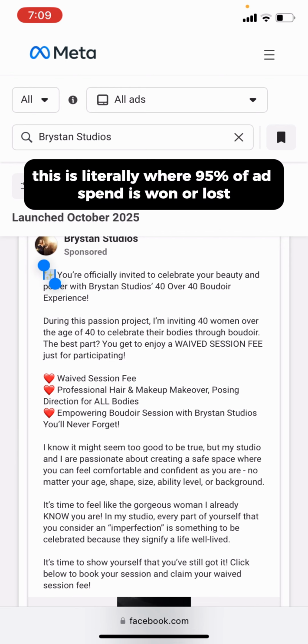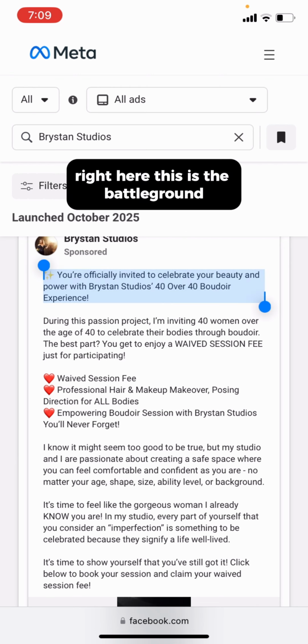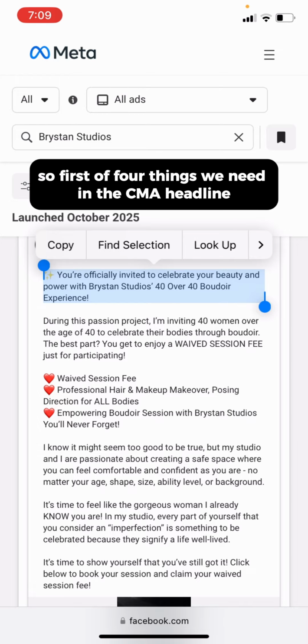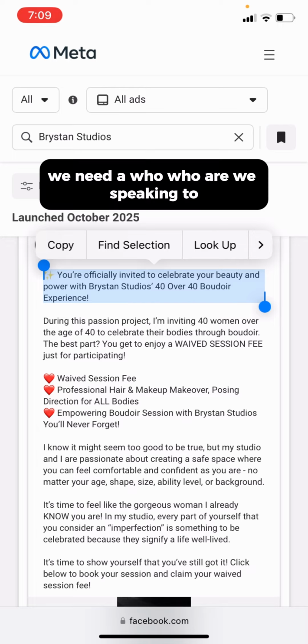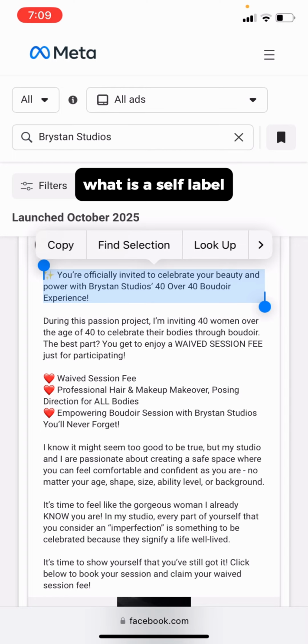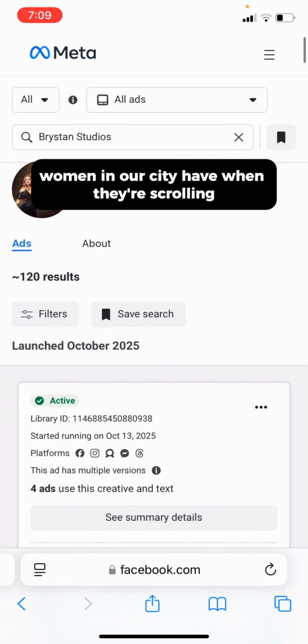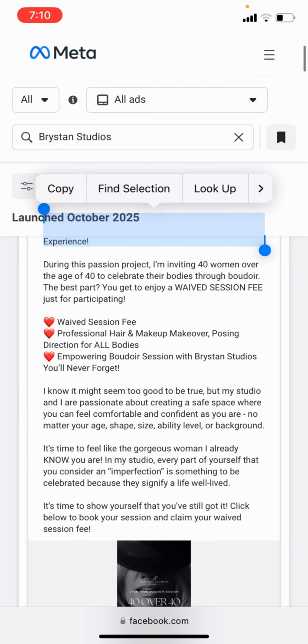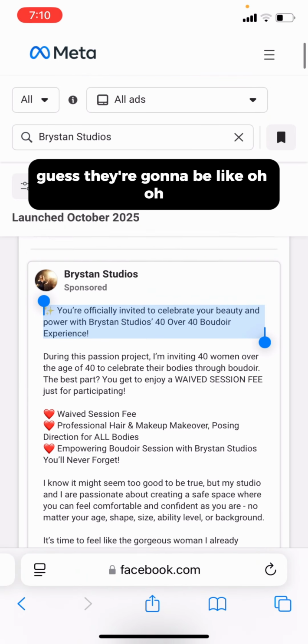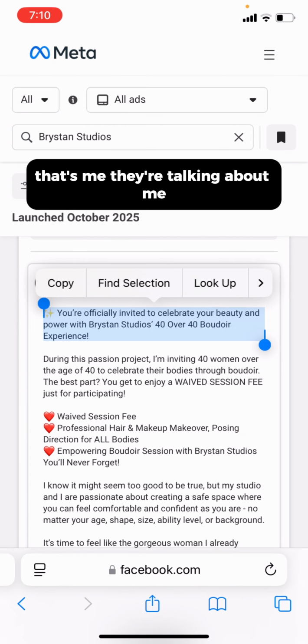So this is literally where 95% of ad spend is won or lost right here. This is the battleground. So first of 4 things we need in the See More headline: Number 1, we need a who. Who are we speaking to? What is a self-label women in our city have when they're scrolling? It gets them to be like, oh, whoa, they had that label. That's me. They're talking about me. I gotta scroll back up, see what they got.